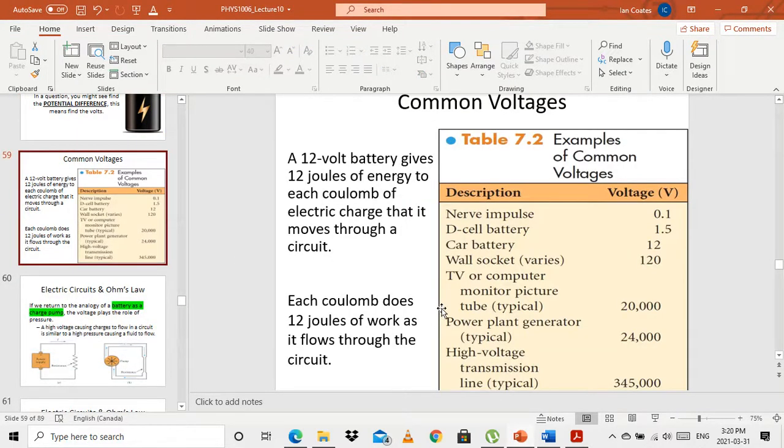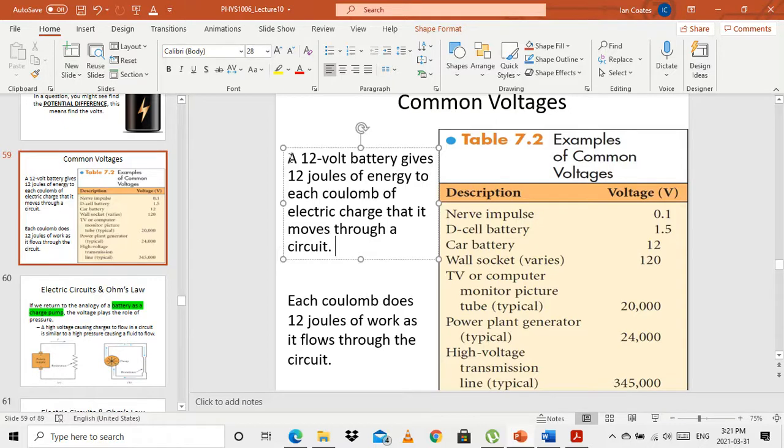Common voltages, okay. A nerve impulse is about 0.1 volt. A D-cell battery is about 1.5. Car battery, 12. Wall socket, it can vary, 120. Here's your TV, 20,000. Power plant, generator, okay. High voltage there, you see them on their way down to Toronto. Okay, very dangerous stuff. So a 12-volt battery gives 12 joules of energy to each coulomb of electric charge.